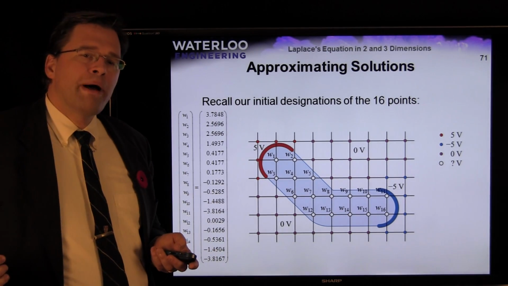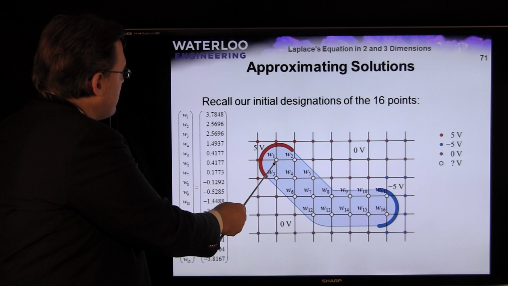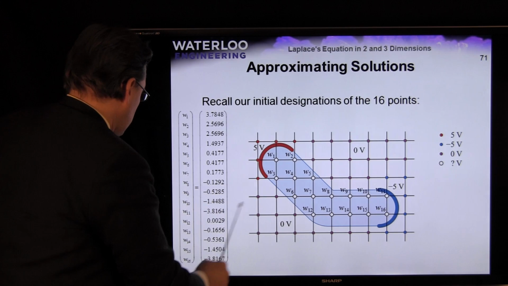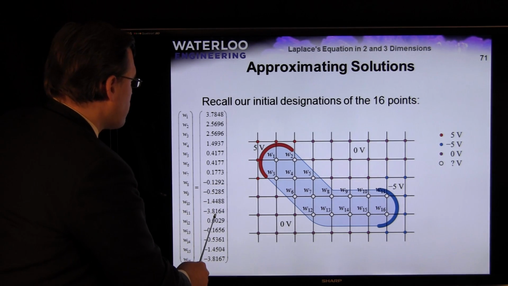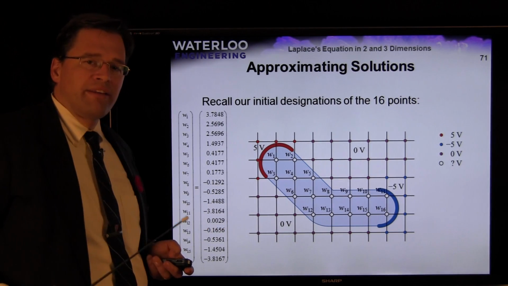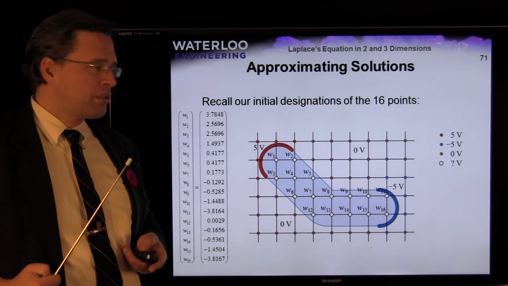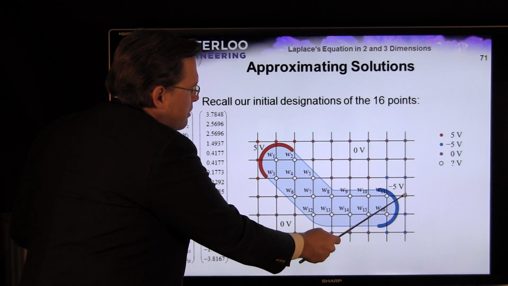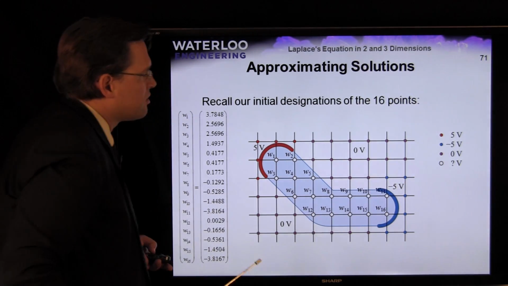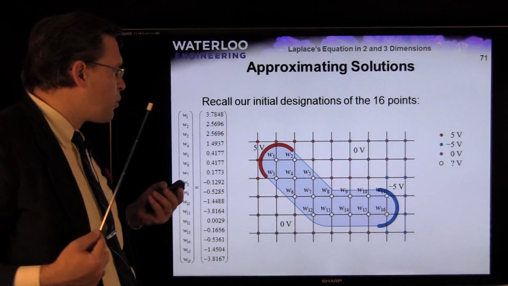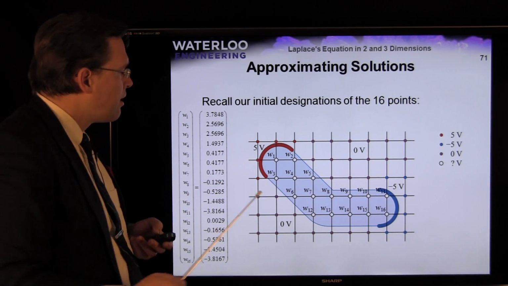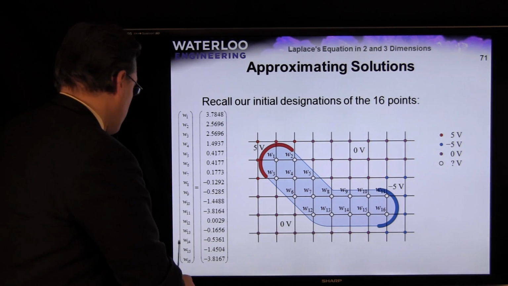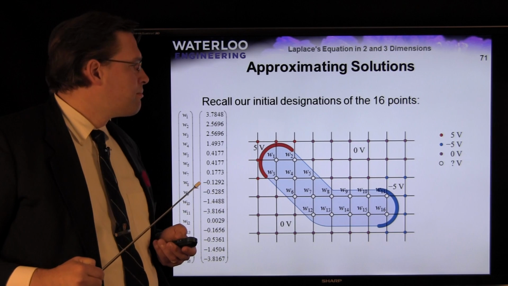Now, we can go back. W1 was located here. W2 was there. W11 is here. W11 is around negative 3.8164, which is really close to negative 5, at least as an approximation. In reality, in the actual world, this is very, very close, but because we could only approximate it, the distance to those boundary points was slightly further. So it's not as good an approximation as one would expect. This close to a boundary at negative 5 volts should be much closer to negative 5 than is negative 3.8.